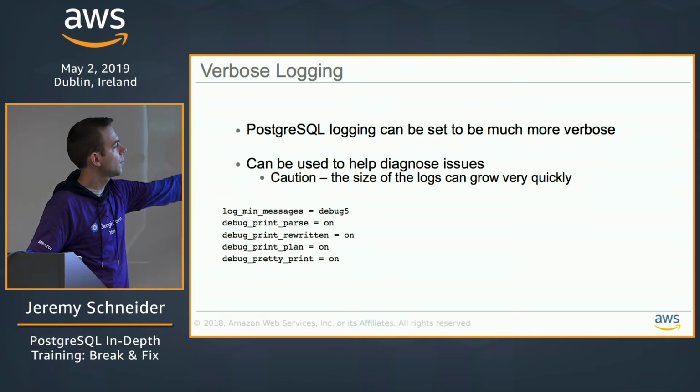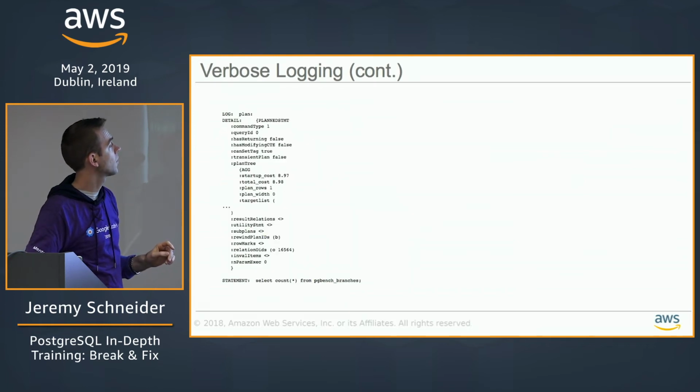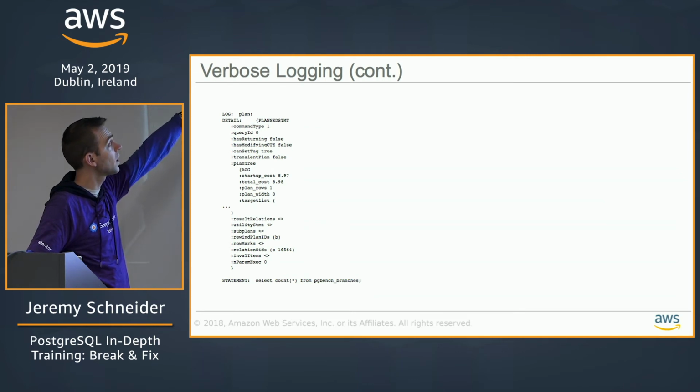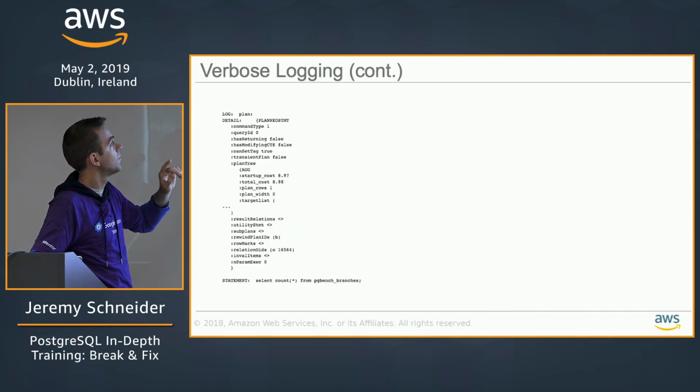Then we have some debug messages, which are shown at the bottom. And okay, this is still showing some of the verbose logging that you can get. This is showing a plan, and you can see the level of detail that you can get out of that. And we don't have an example of the other ones that I was hoping for.